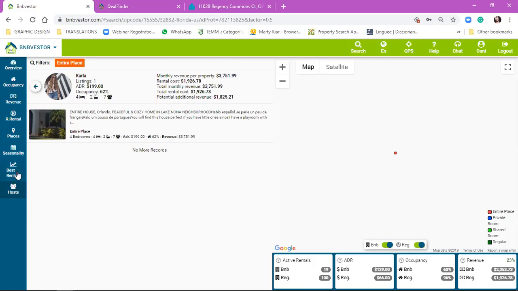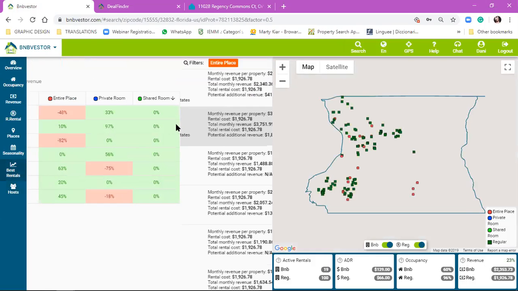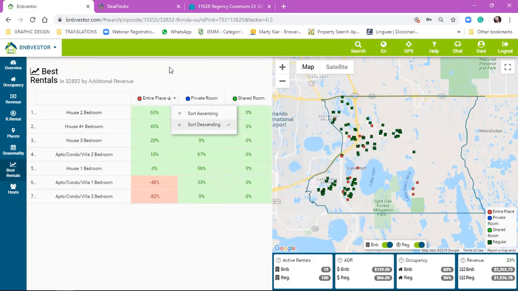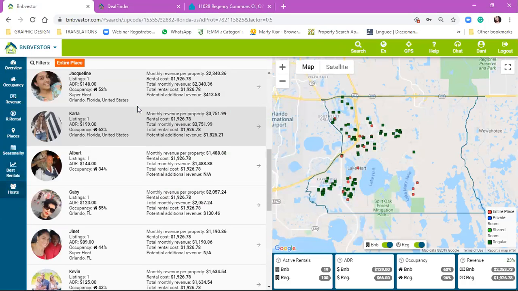Okay. Then we have the best rentals in this area. Let's see what we have over here. So for the entire place, a 2 bedroom house is going to give you the highest additional revenue. Okay, potential revenue. You saw it over here. Allow me one moment and I will be answering that question for you.